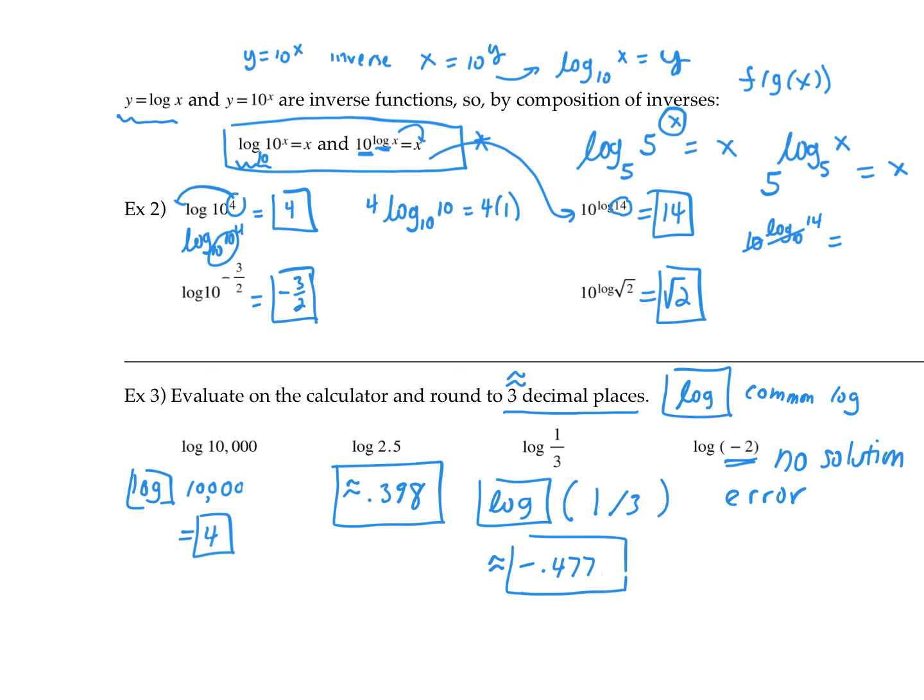And again, that's because you're taking the logarithm of a negative number and it's impossible to raise a positive number to an exponent and have it turn into a negative. So just make a note that you can't take the logarithm of a negative number.